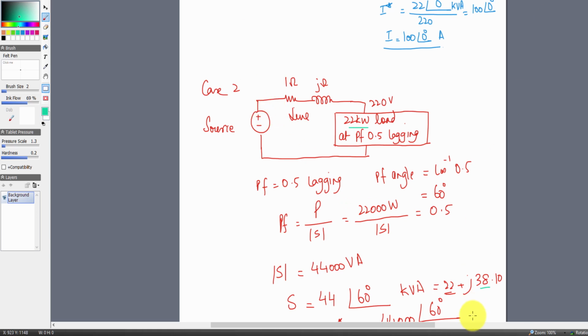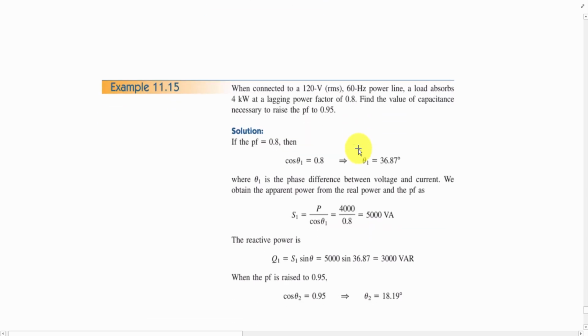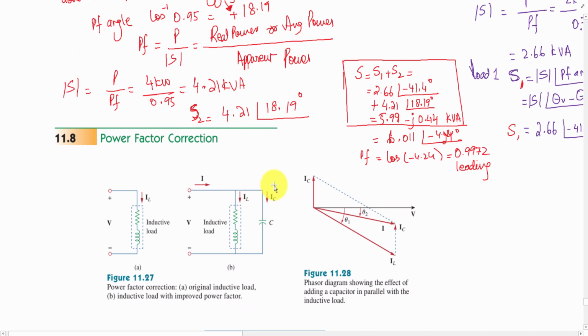So coming back to this example, let's say we have a simple example connected to a 120 volts, 60 hertz power line. Here in our country, the voltage is 220 volts RMS at 50 hertz. Do not mix it up. 60 hertz is given in American books, but here it is 50 hertz. A load absorbs 4 kilowatts at a power factor of 0.8, but we want to increase its power factor to 0.95 lagging. So obviously we need to have some capacitor right next to it, in parallel. We do not want to change the load because it might be some kind of a motor. We cannot change that motor.